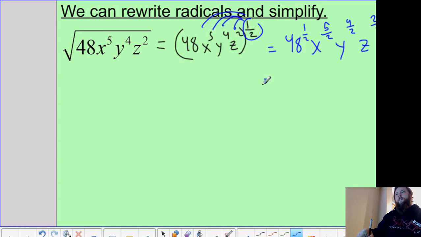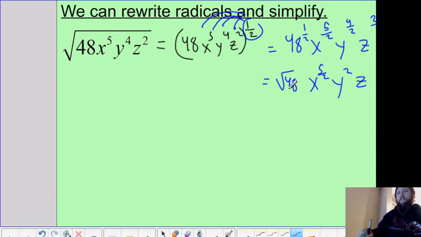So I want to simplify some of this. This is going to be square root of 48, x to the 5/2 power. Let's see, what else can I reduce? Okay, so x to the 5/2. And y, this is going to be y squared. And z to the 1 if you reduce that, so just z. And I can simplify some of this more.